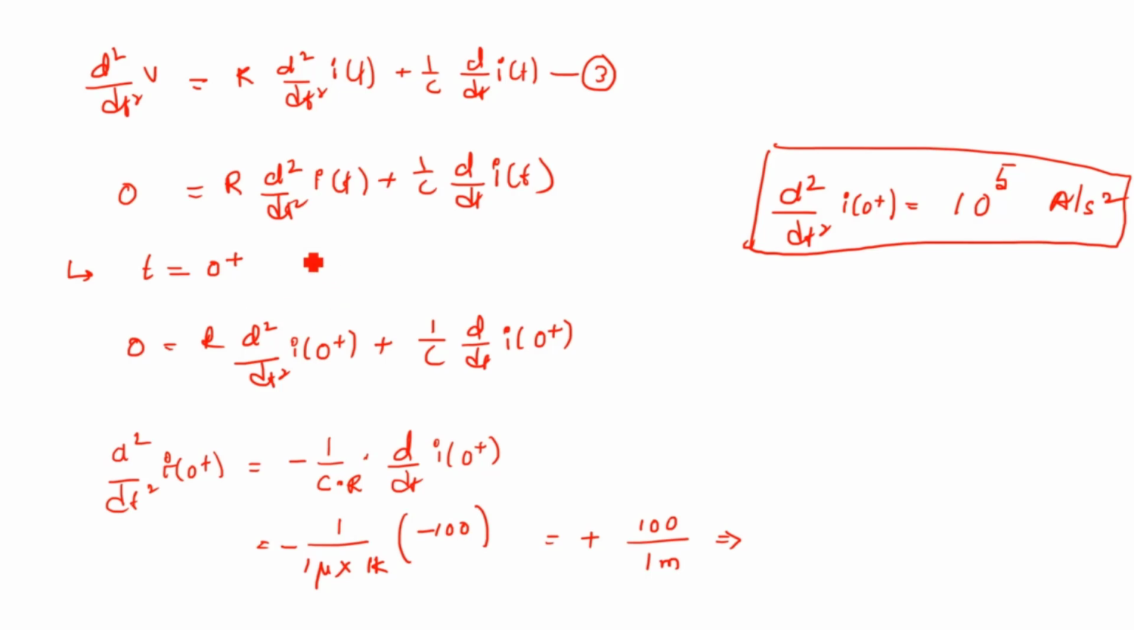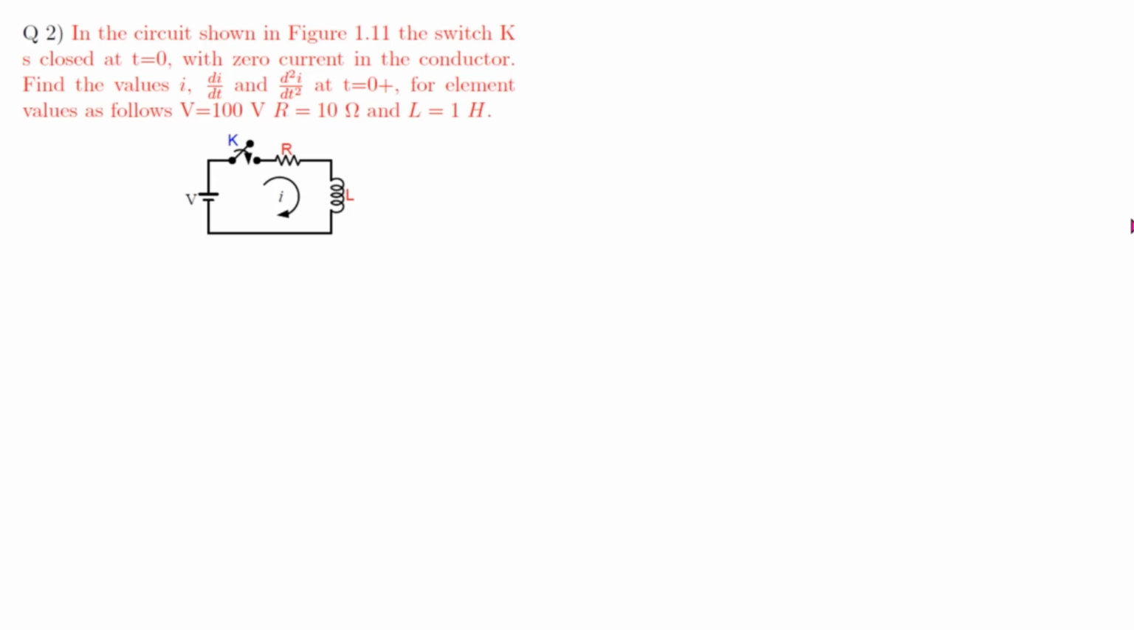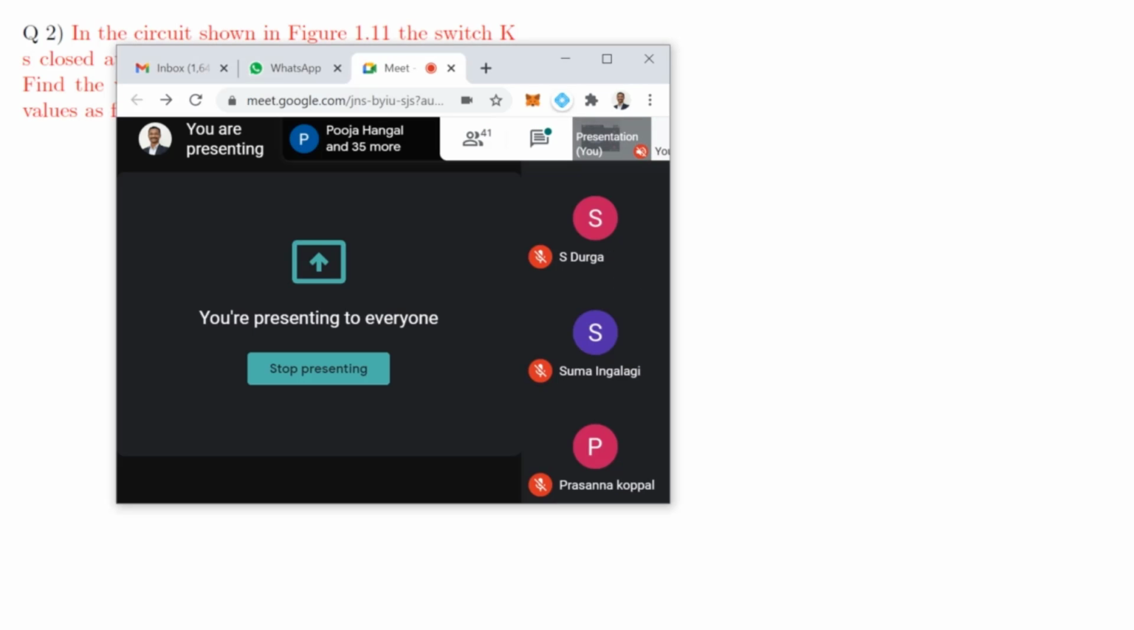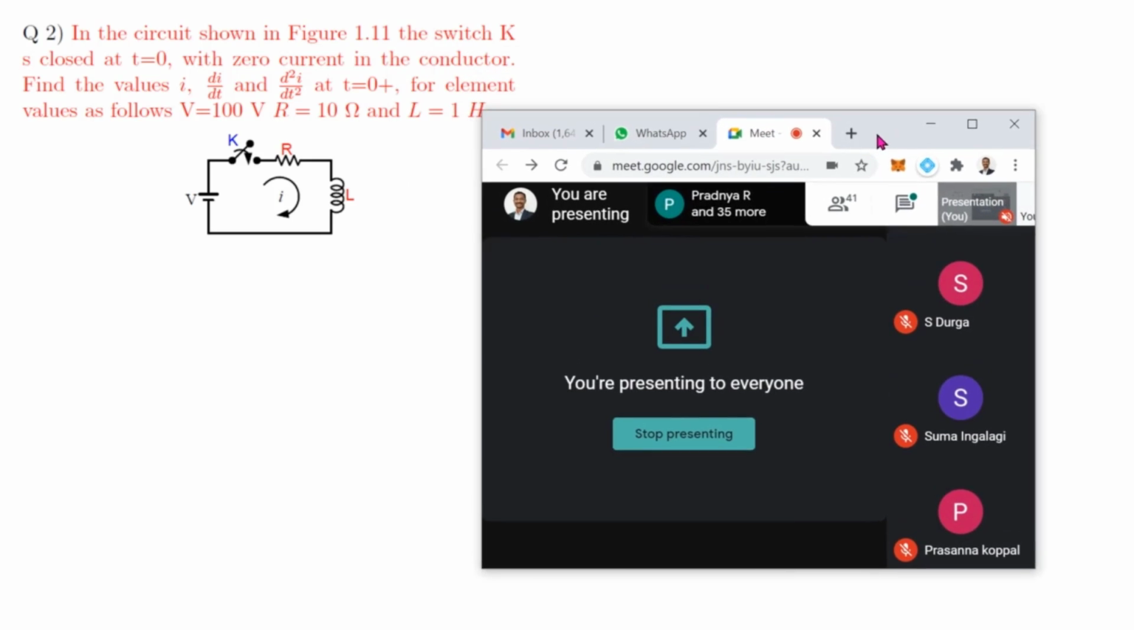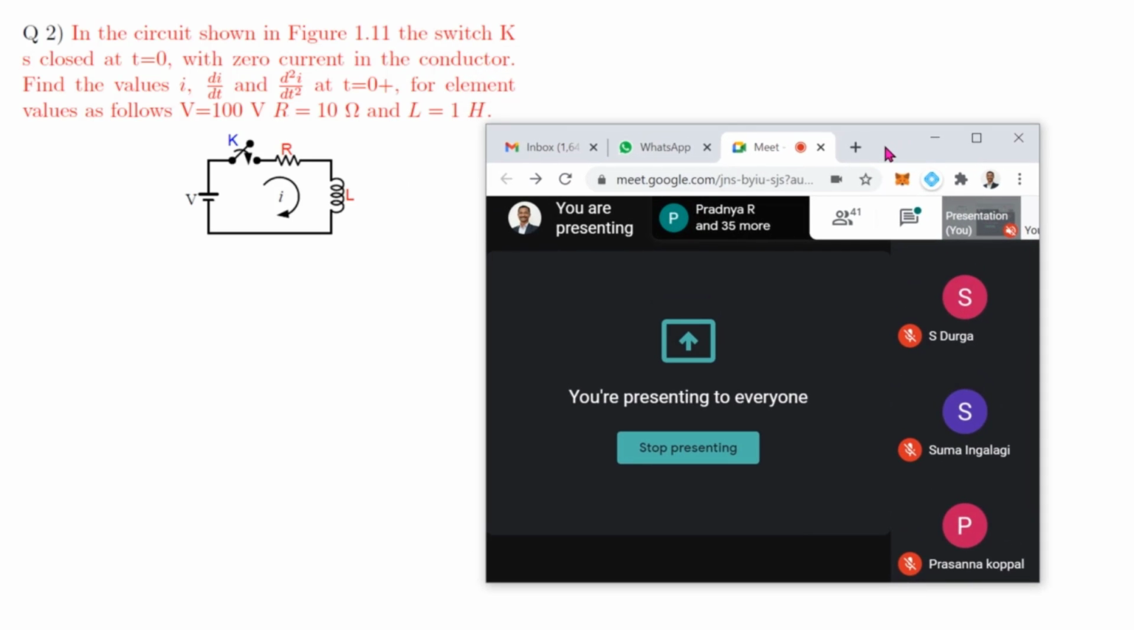Then substitute this value as 0. Then replace t by 0 plus, and we have calculated dI by dt at 0 plus as minus 100. Simplify, we will get the double differentiation of the current immediately after switching as 10 to the power 5 amperes per second square. So you should be very careful regarding the units. Obviously it is current, but it is double differentiation, so it is divided by second square. Alright, then we will solve the next problem. Let me know, have you understood the previous problem?